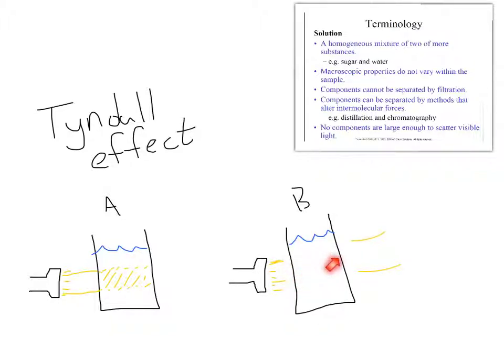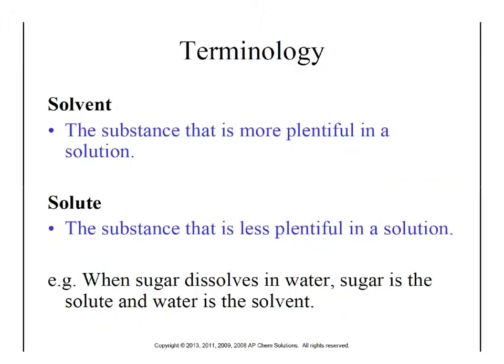And so that's a way we can identify a solution versus a suspension. Okay, last bit of terminology, a solvent versus a solute. A solvent is a substance that is more plentiful in a solution. So whatever there's more of, that's the solvent. The solvent is what does the dissolving. So in the case of sugar and water, water would be your solvent.